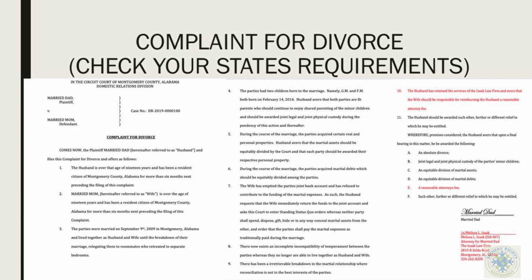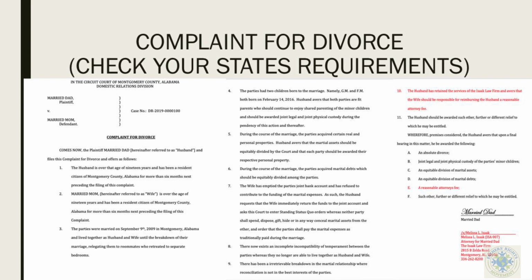Of course, if you're a pro se litigant, you don't necessarily have to ask for that. But there are a lot of times where you have an attorney and they don't ask for it. And lightning could strike, and we have gotten awarded attorney's fees at the trial court level and at the appellate court level, but you have to make sure you ask for it. Now, the last sentence, the husband should be awarded such other, further, or different relief to which he may be entitled. That's the catch-all phrase.